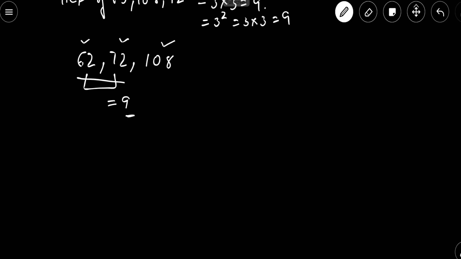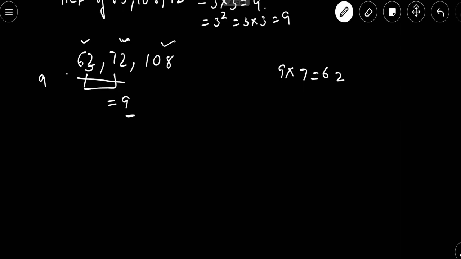Now what I have to do is check whether this 9 is a divisor of 63, 72 and 108. If you see, what will you get? Yes, it is divisible, because 9 sevens are 63. So 9 into 7, it is 63. Sorry, I had written it wrong. 63. Okay. So this is 72.